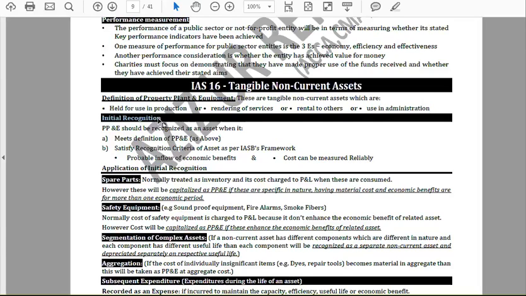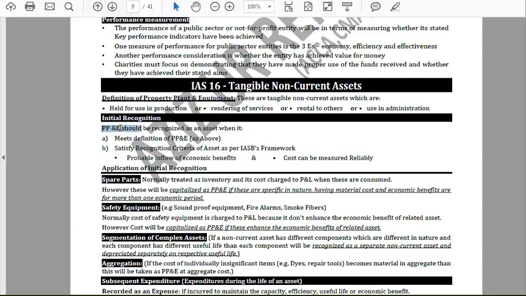Initial recognition. Initial recognition means whether we should record this asset or not, or whether we should record this asset as a property, plant and equipment, or classify this non-current asset within an other category. So initial recognition tells us whether an asset should be recorded under the standard, whether a non-current asset should be recorded as a tangible non-current asset or property, plant and equipment.